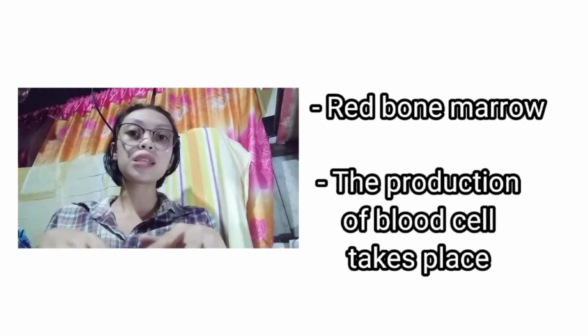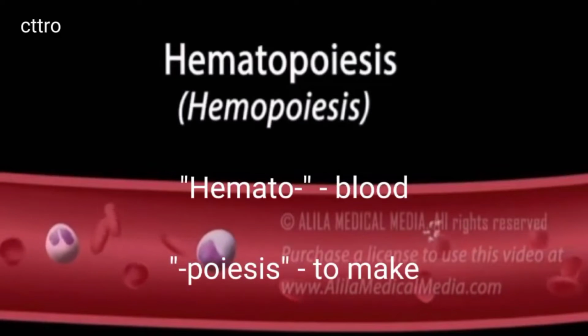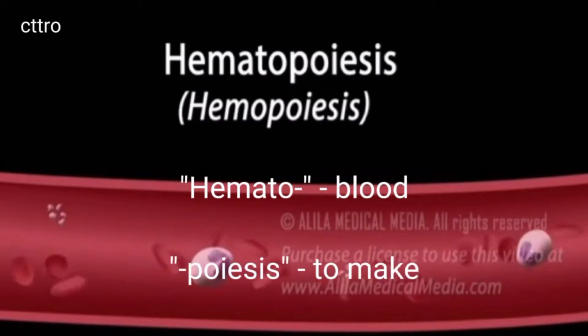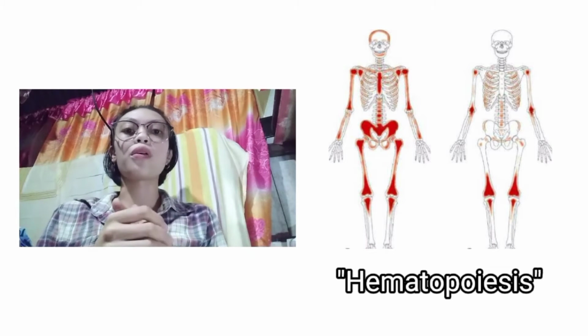So we have what we call red bone marrow. This is where the production of blood cells takes place. This process is called hematopoiesis. Hemato means blood and poiesis means to make. So the production of blood cells, or hematopoiesis, takes place in the red bone marrow.